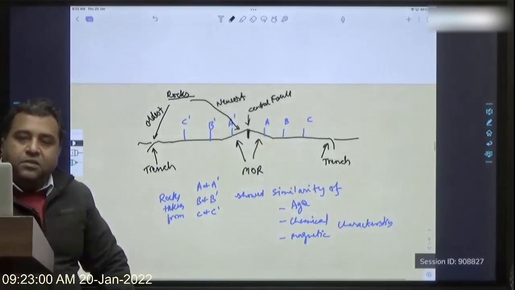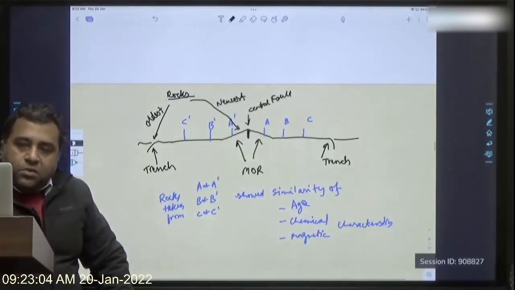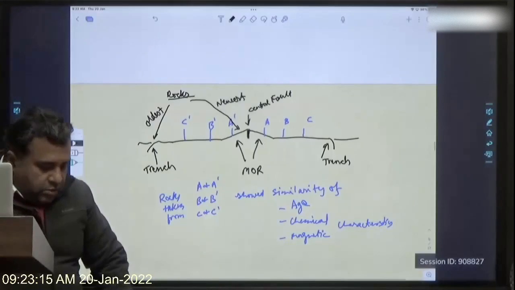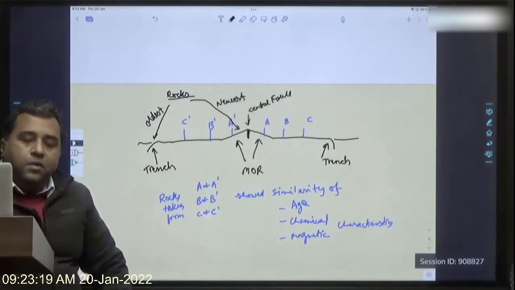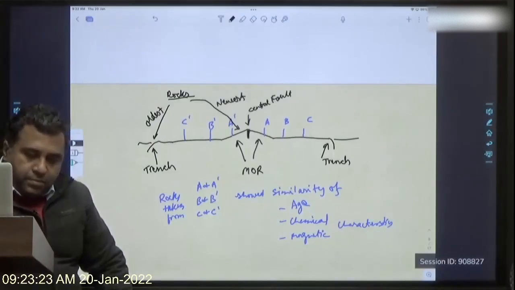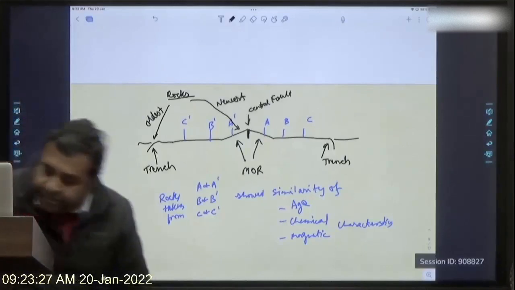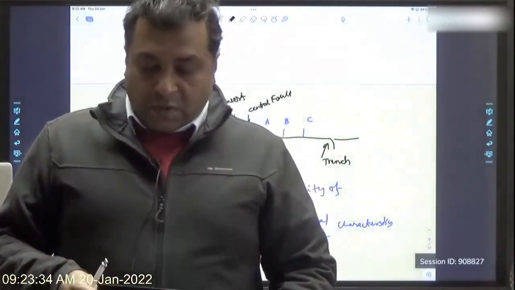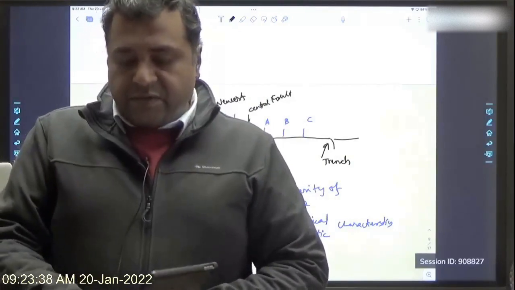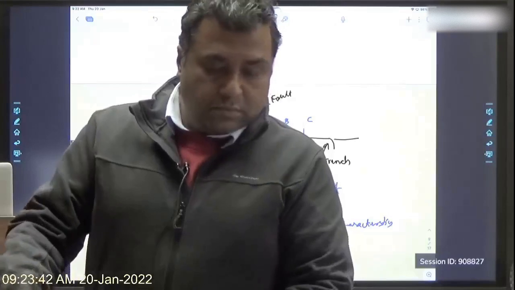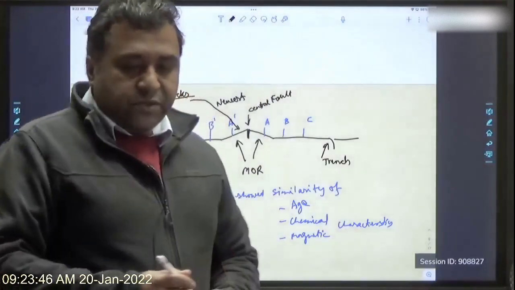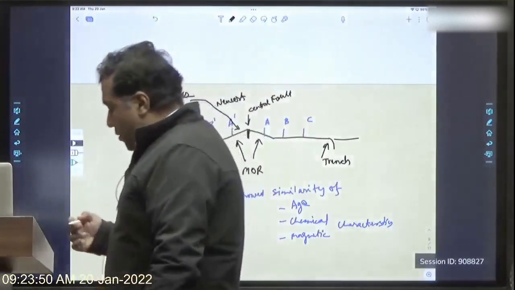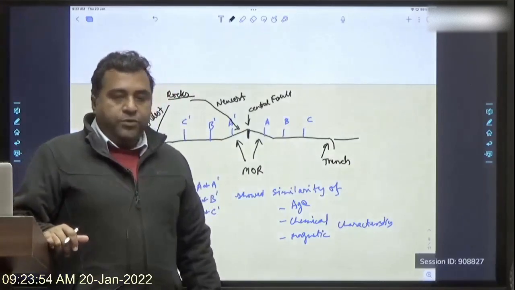Then next characteristic. Write down the next characteristic. Though we expect to find very old sediments, within bracket thousands of millions of years old, on the ocean floor.